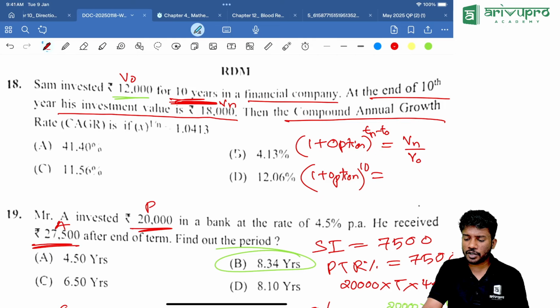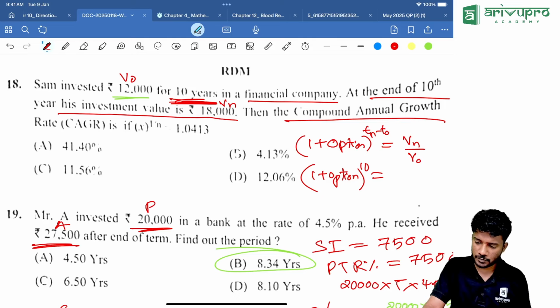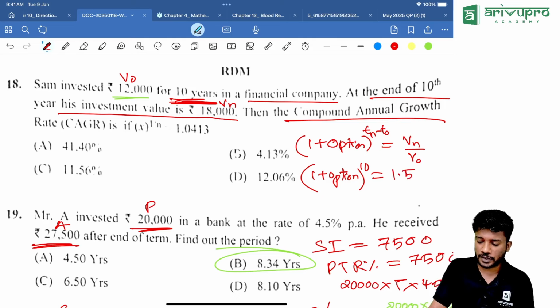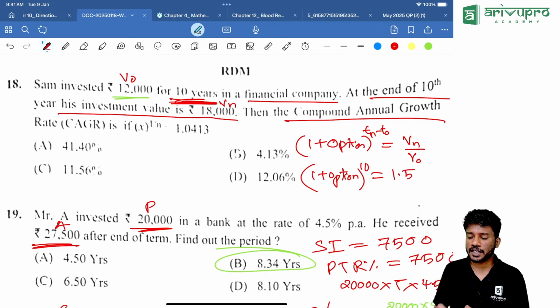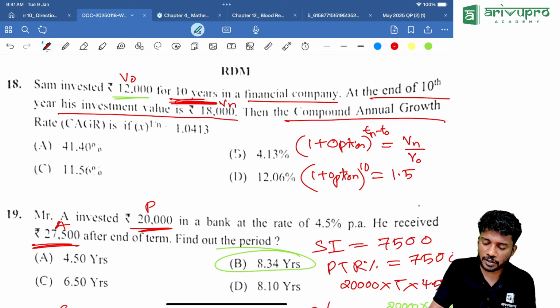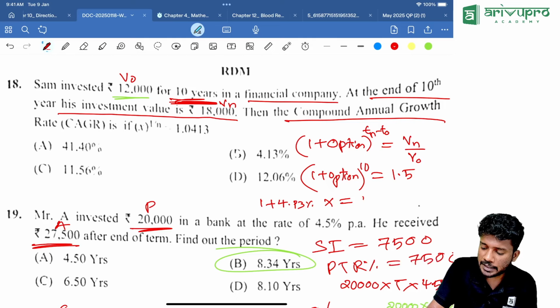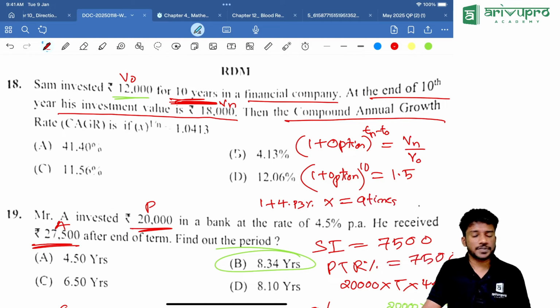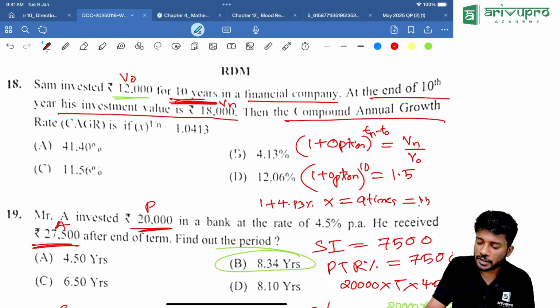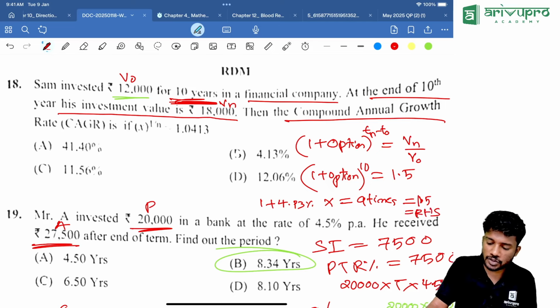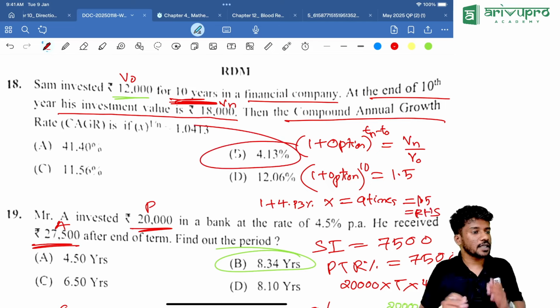Option B. How much you got Vn by V0? 1.5. Now we will check which of the options is giving us 1.5. That means which option? B. That means 1 plus 4.13%, then into equal to how many times? 9 times. If you are getting it as 1.5, our answer is option B. You are getting it as 1.49 or 1.5, which is equal to RHS. So option B is our answer.